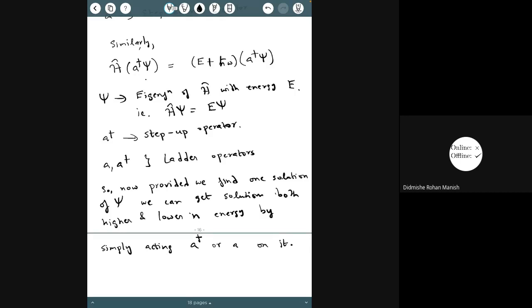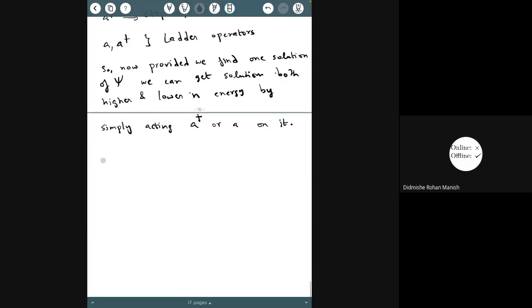So I don't need to solve the Schrodinger equation multiple times. I need one solution of some kind, and then I can find out the others. Now remember that we had said that the energy of an eigenstate of the Hamiltonian cannot be lower than the minimum value of the potential that is present in the Hamiltonian.